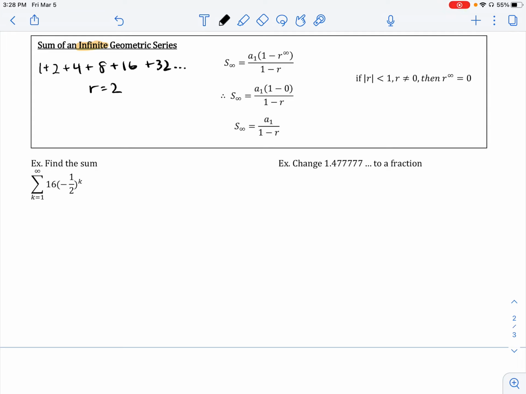And the answer is clearly no, right? The sum never seems to settle on to a finite value. It's just going to continue to grow.